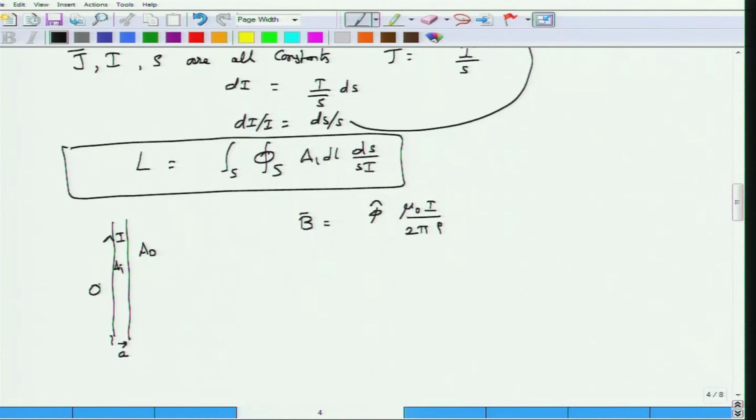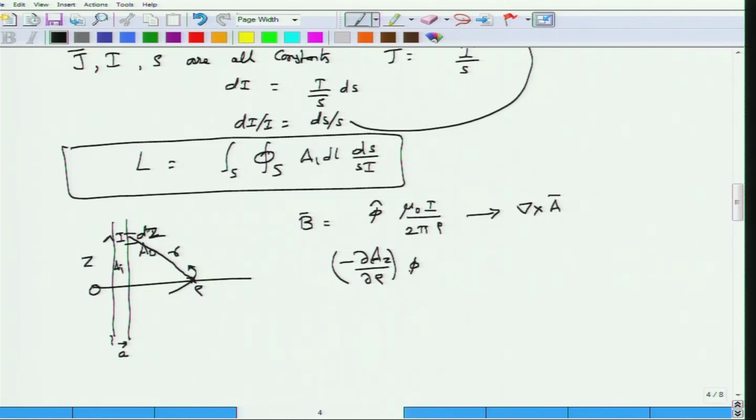So I am actually at a distance of rho here, and I am considering the current distribution at this particular point, the line element at a height z above the horizontal plane, and the distance between the current element and this field point will be small r. This is my notation for this particular problem. So the magnetic field around this will actually be along the phi direction, and this will be given by mu 0 I by 2 pi rho. From this you can calculate curl A. Curl A should obviously have only the phi component, so it does not have any other component, and you will see that the phi component is del Az by del rho, with a minus sign, along phi.